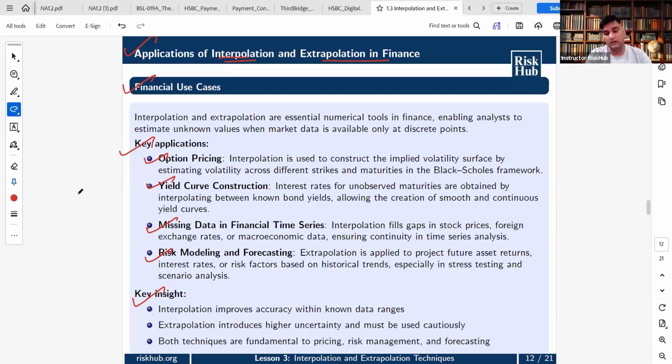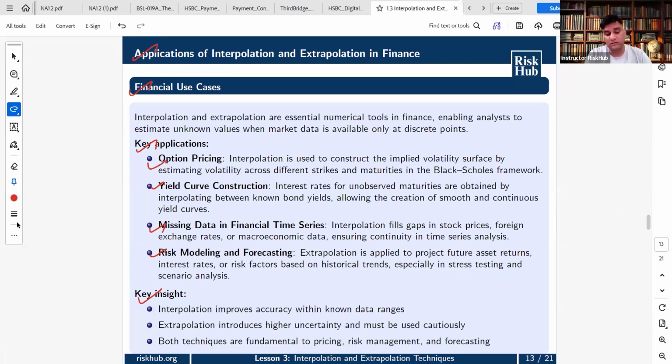And then once we have done that, we move to the next part. Again, it's a repetition of the slide, so don't bother too much. But the idea is very simple: we are strengthening the application of the same concept across finance.